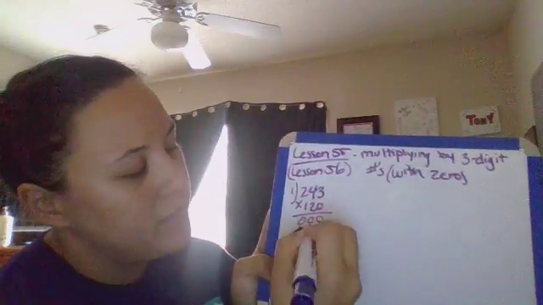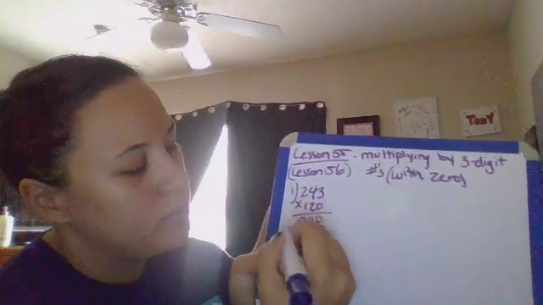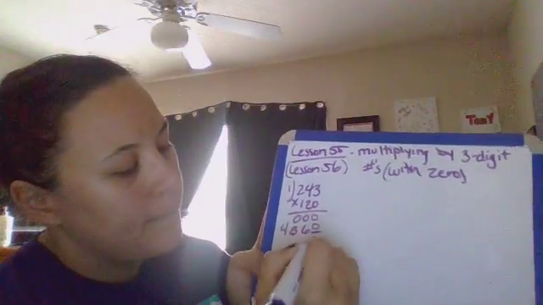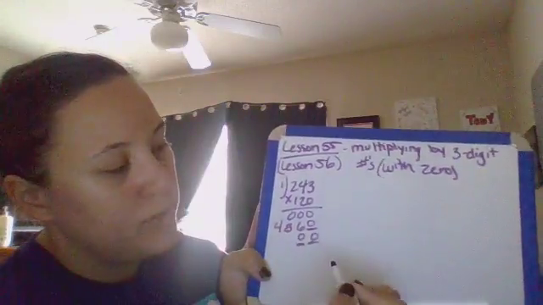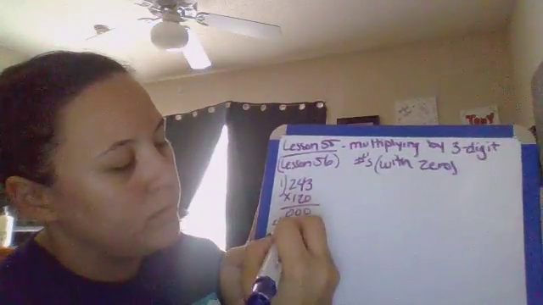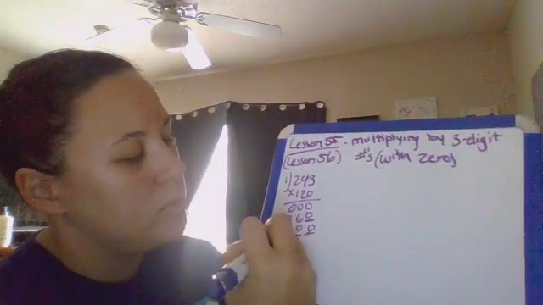2 times 3 is 6. 2 times 4 is 8. 2 times 2 is 4. And then we're going to do everything by 1, so we add 2 zeros. 1 times 3 is 3. 1 times 4 is 4. And 1 times 2 is 2.